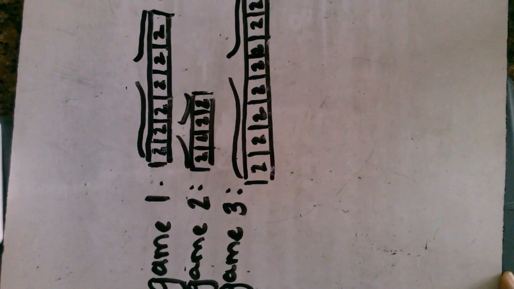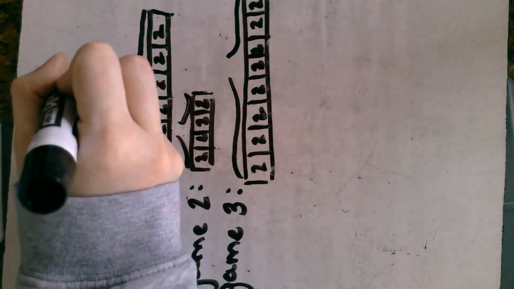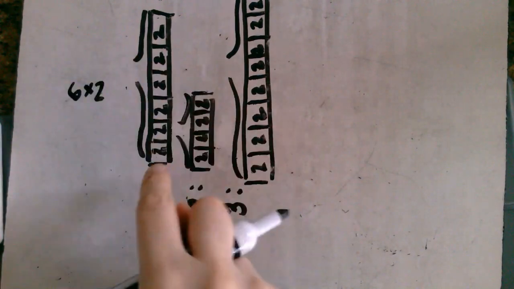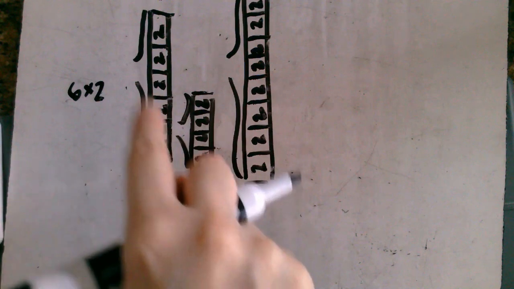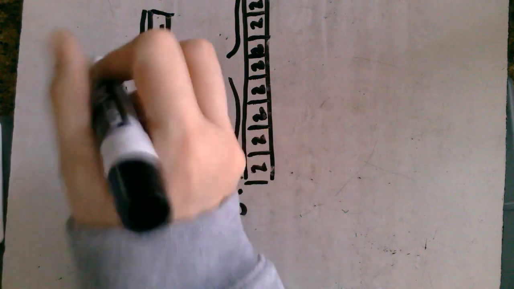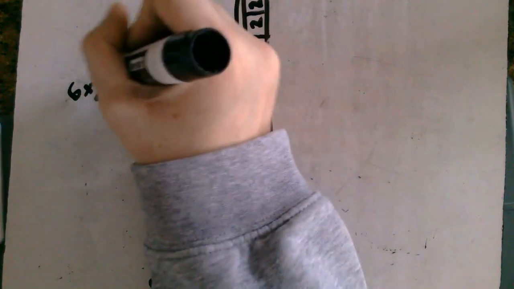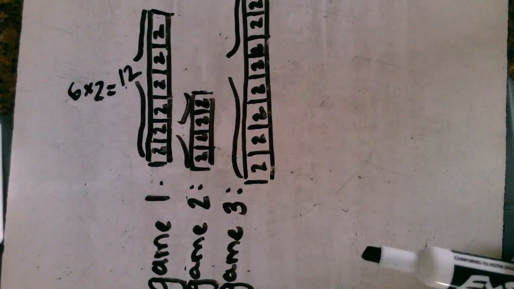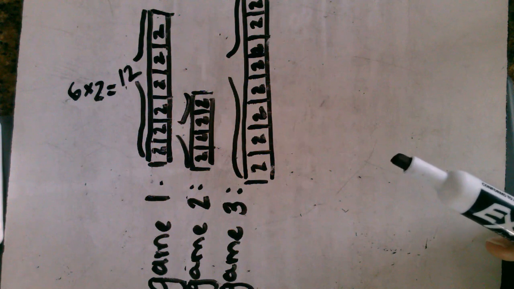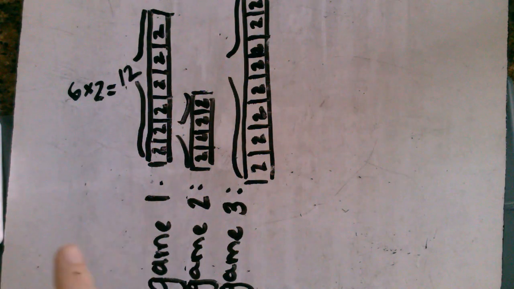If we wanted to write a multiplication problem to represent the value of game 1's strip diagram, we could write 6 times 2. The number of boxes we have times the number of units in each of the boxes. If we multiplied 6 times 2, we would get 12. The value of game 1's strip is still 12. This information, even though we turned it to the side, still matches the information from our warm-up problem.